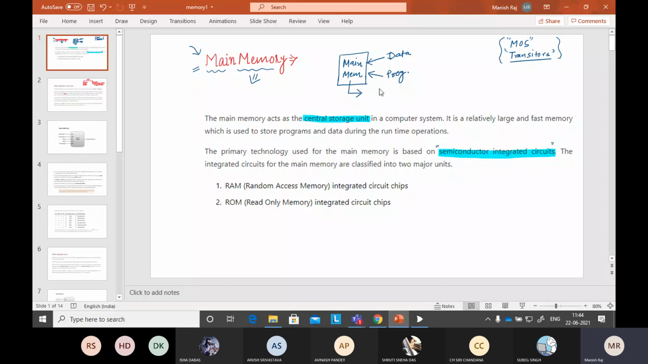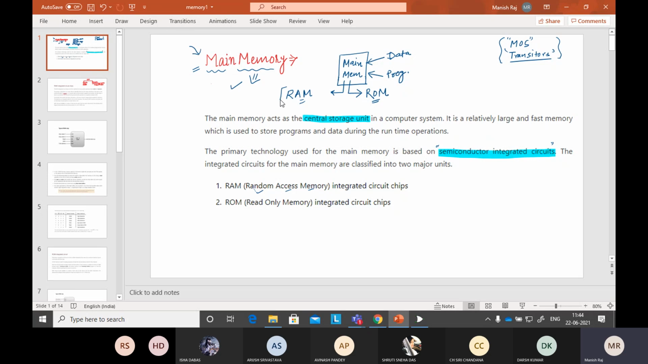On the basis of that, you can divide the main memory into two parts. One part is RAM and the second part is ROM. Most students already know these things, but I am repeating this part. RAM means random access memory integrated circuit chips, and the second is read only memory ICs. So two types of ICs are present in the main memory, RAM and ROM.